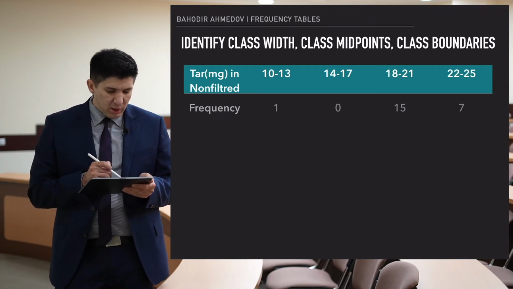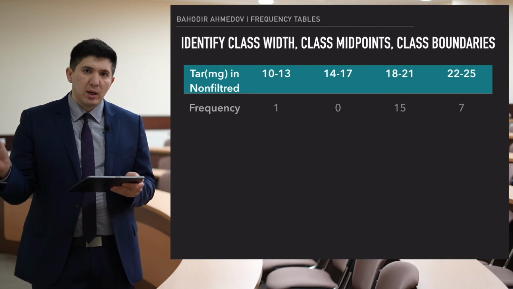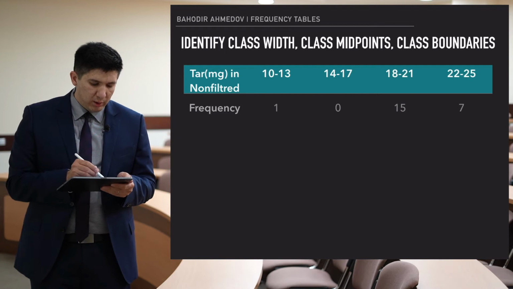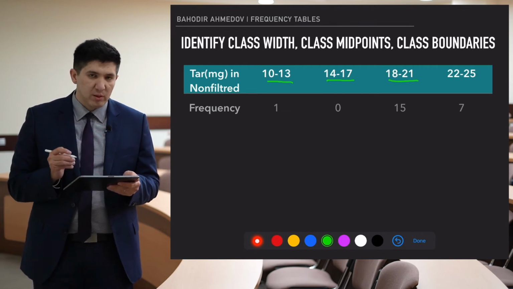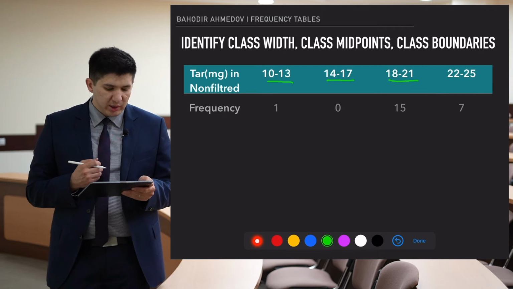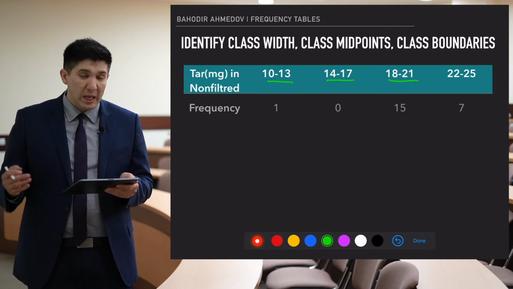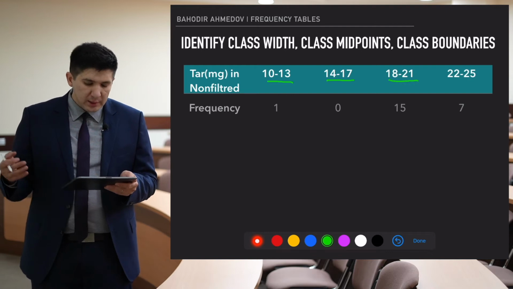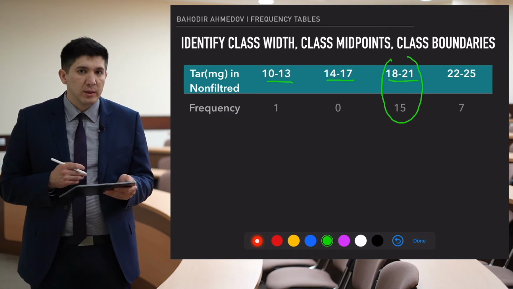Let's say we're given this table where we categorize cigarettes by the concentration of tar, in milligrams, in non-filtered cigarettes. There is only one type of cigarette which falls into the category between 10 and 13. No cigarettes fall into the next category. 15 types of cigarettes fall into the category where the concentration of tar in milligrams is between 18 and 21, and so on. For this frequency table, I can see that there are a lot of types of cigarettes with the concentration of tar in this range, right?